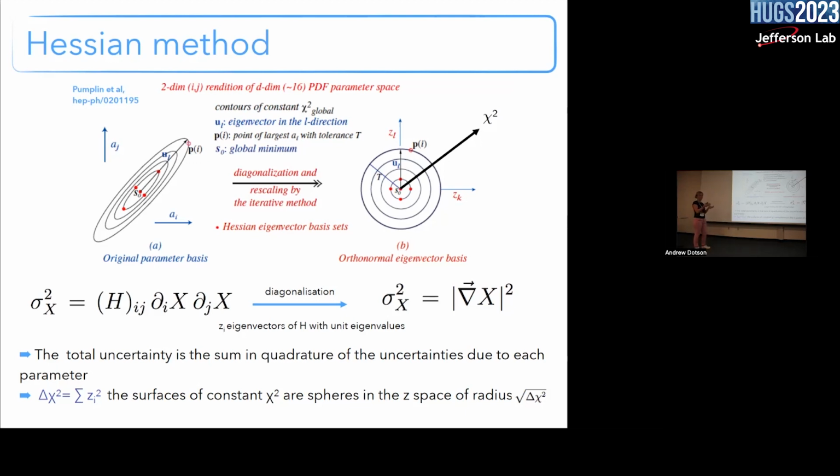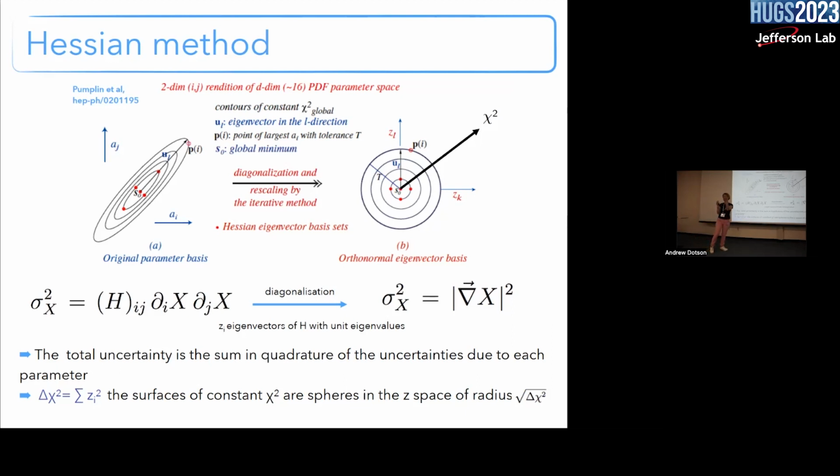So you rescale in a parameter space where all the dimensions get the same contribution, and then you find the Hessian eigenvector basis set. Once you have rotated, the parameters of the eigenvectors are the ones that give you the uncertainty in the Hessian approach, okay? Once you have diagonalized this problem and you are in the eigenvector set, the total uncertainty is the sum in quadrature of the uncertainty due to the shift in each of the parameters, okay?